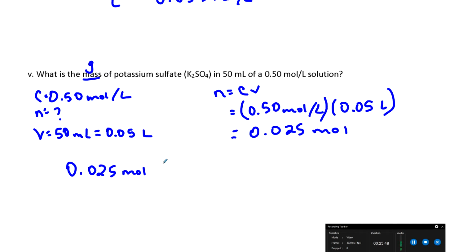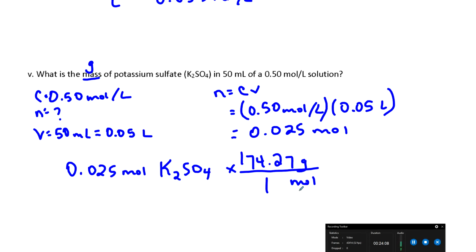We want our answer in grams, so 0.025 moles, and our substance is K2SO4. So moles go here, grams go here, and molar mass is 2 times potassium plus 1 times sulfur plus 4 times oxygen, which is 174.27 grams. And when we multiply, we get 4.36 grams.